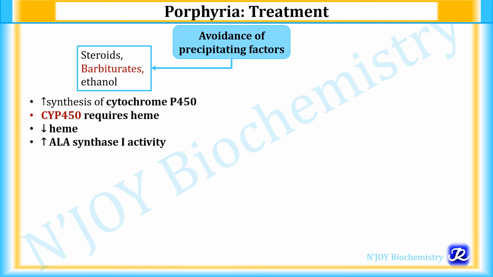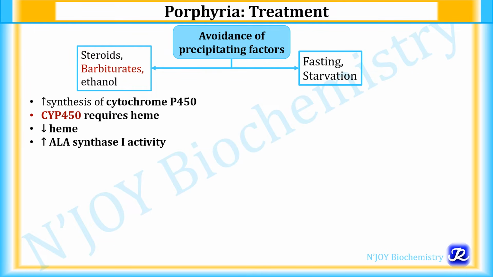So these drugs increase synthesis of cytochrome P450 for their metabolism, and we know that cytochrome P450 is a heme-requiring enzyme. So if for the metabolism of these drugs there is increased formation of cytochrome P450, heme is utilized for the formation of this enzyme, and it leads to decreased heme level, and decreased heme level will induce ALA synthase 1 activity, and this can precipitate the attack of porphyria. So such drugs should be avoided in condition of porphyria.